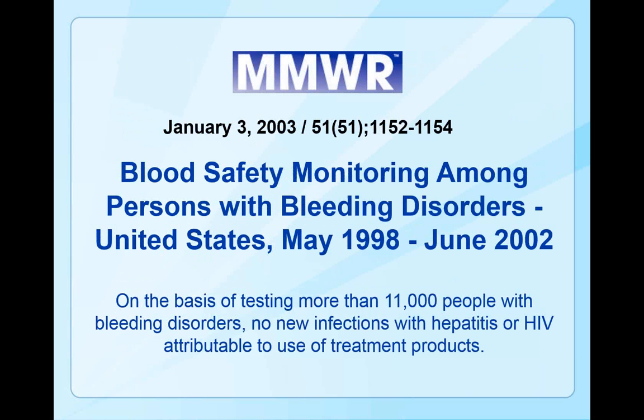In January of 2003, we reported the results of the first 5 years of this monitoring through the UDC system. So on the basis of testing more than 11,000 people with bleeding disorders, no new infections with hepatitis or HIV attributable to the use of treatment products were found. This is what I mean by dissemination of the information that you're collecting as part of your surveillance.